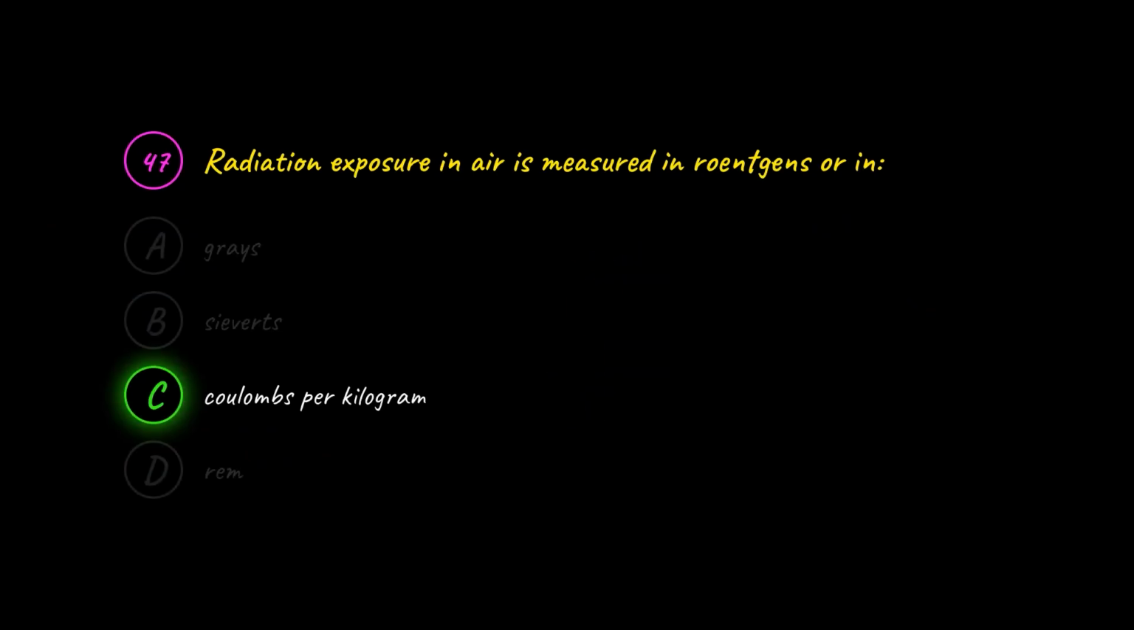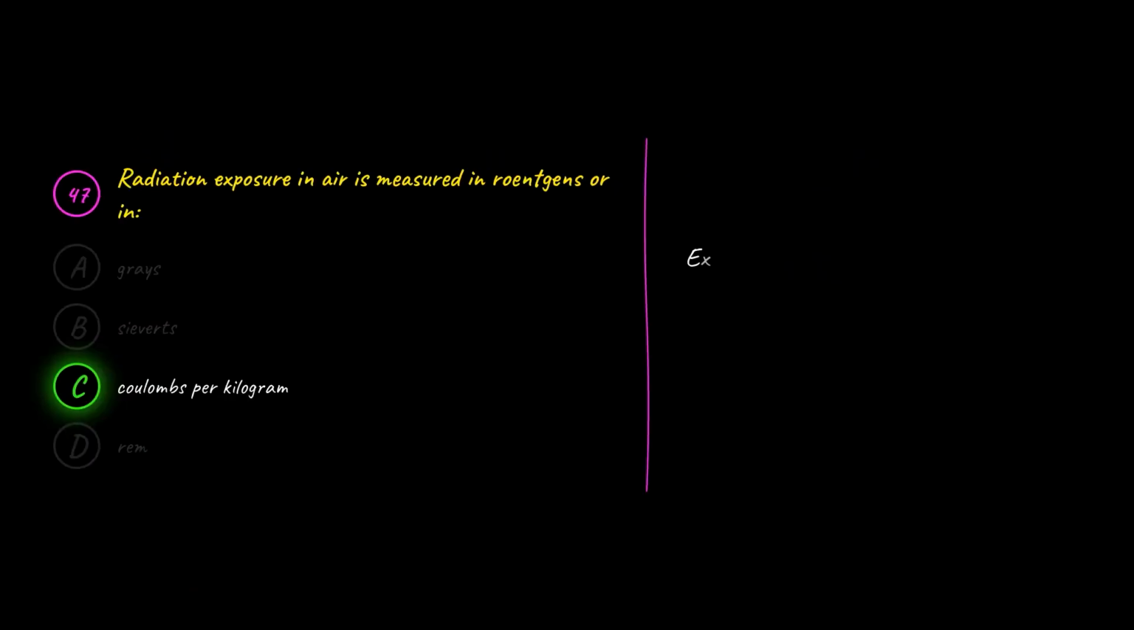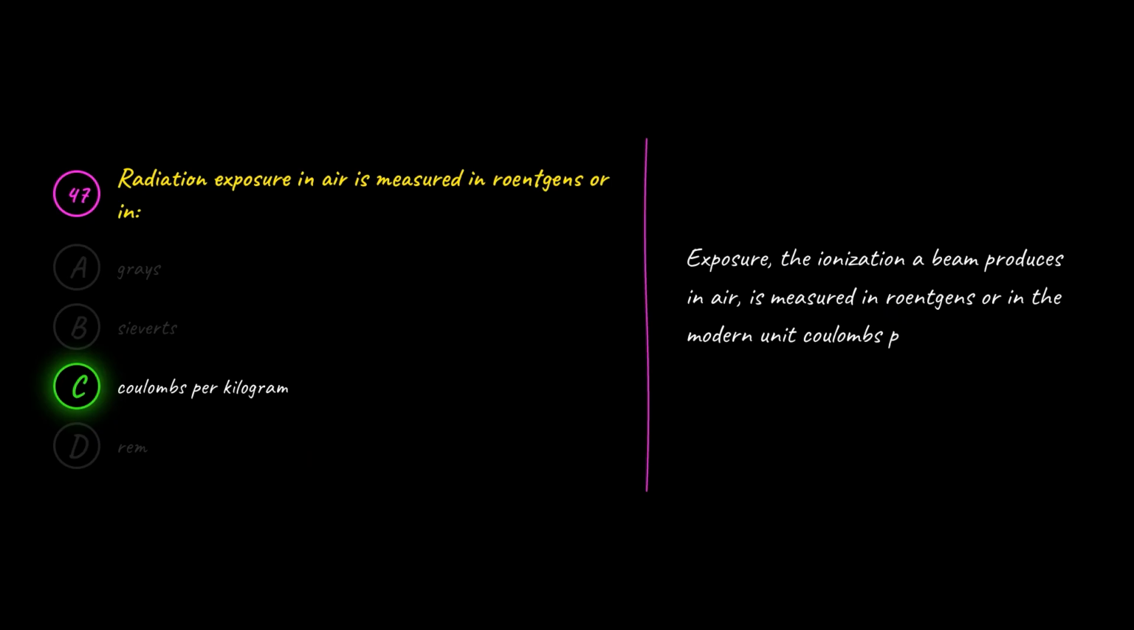The correct answer is C. Coulombs per kilogram. C is correct because exposure, the ionization a beam produces in air, is measured in Röntgens or in the modern unit coulombs per kilogram. It is never expressed in grays or sieverts.